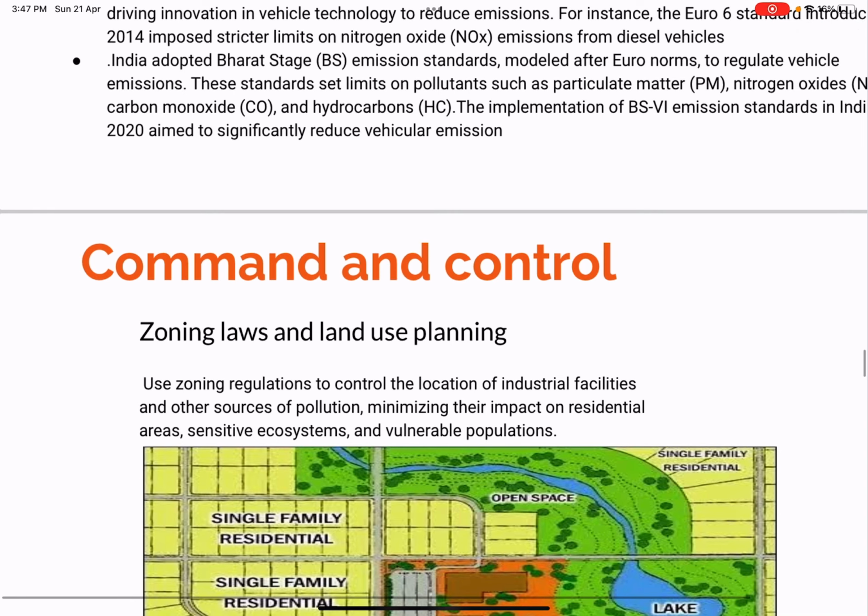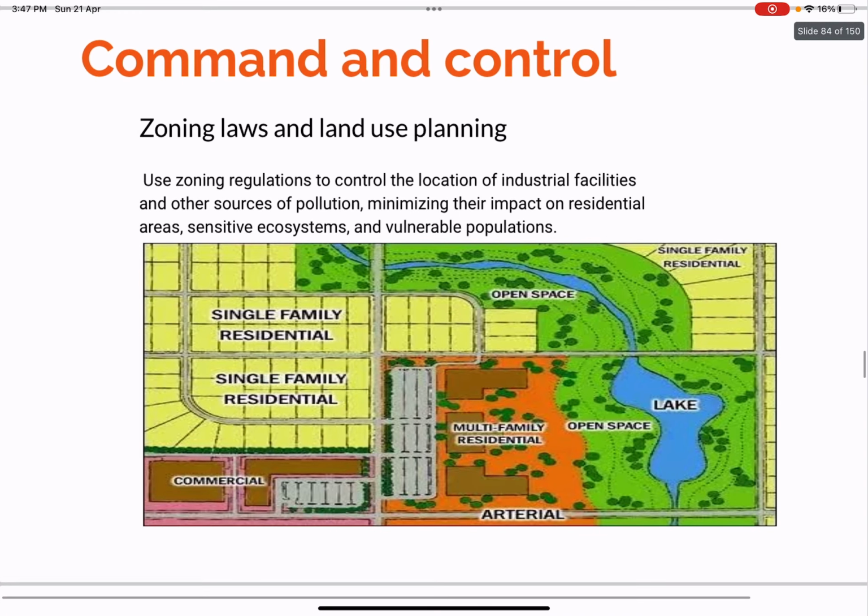Similarly, another popular command and control approach to take care of environmental problems is known as zoning laws. You will often find that a municipal corporation or a local government would prescribe some locations. It would say that this is a location where there should be no industries. This is a location where there should be only open spaces for gardens.